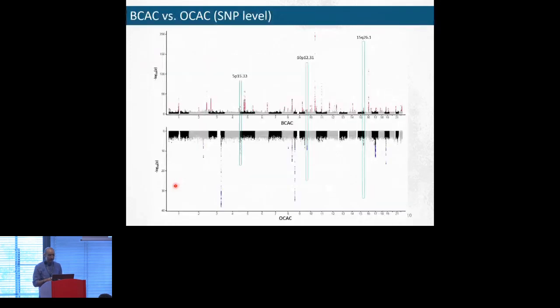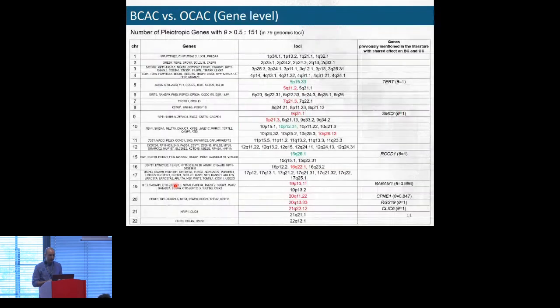If we look at just the SNP level, we can see that there are 3 common significant signals at chromosomes 5, 10, and 15. But when we go through the gene level analysis, you can see that the number of pleiotropic genes with theta greater than 0.5 is 151, located in 79 genomic loci.